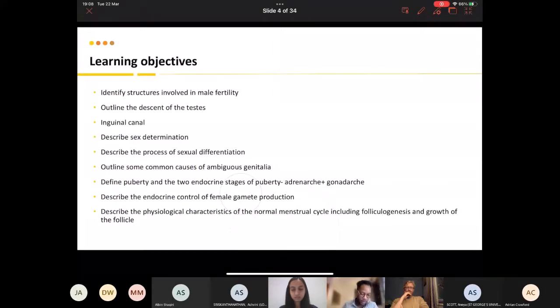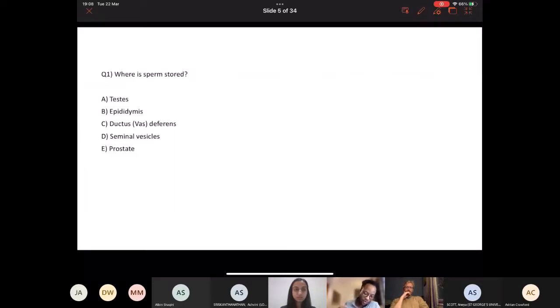Great. So just a few learning objectives. We're going to go over the structure involved in male fertility. We'll look at the descent of the testes, the inguinal canal, sex determination, process of sexual differentiation. We'll look at ambiguous genitalia, puberty, endocrine control of female gamete production, and the menstrual cycle. But these are all just briefly. It's basically a crash course. It's more like a revision series.